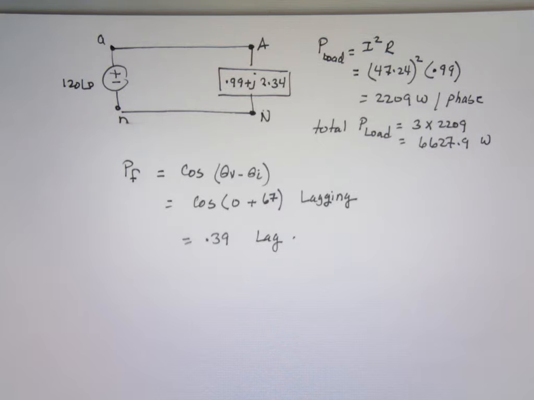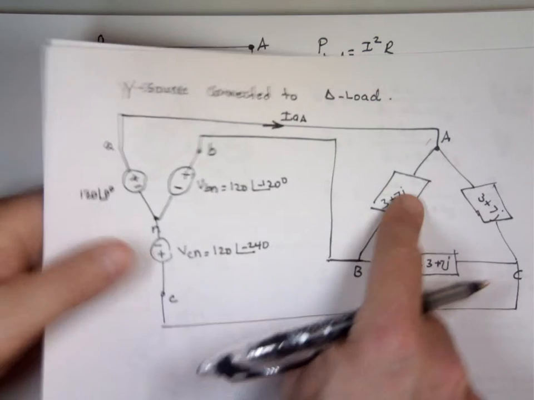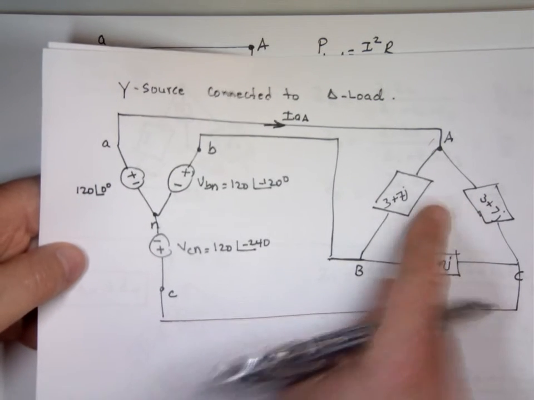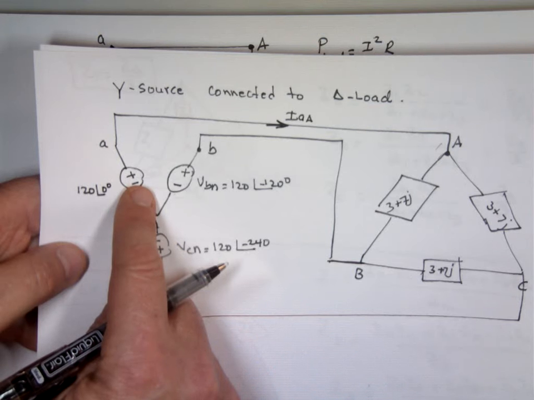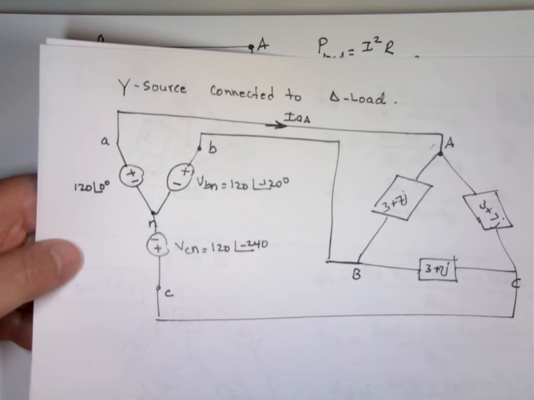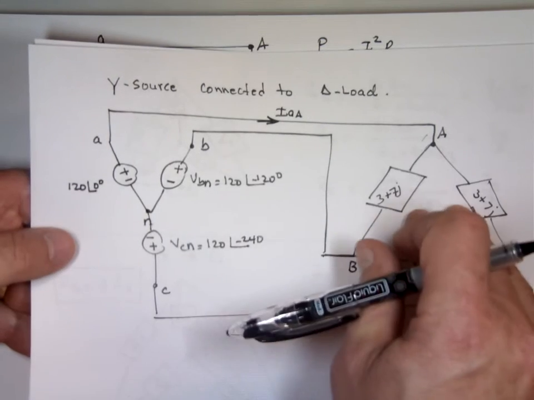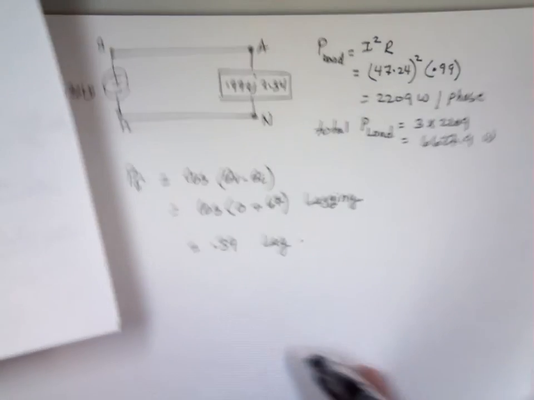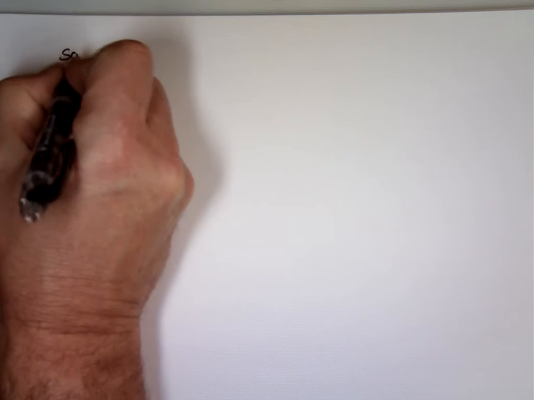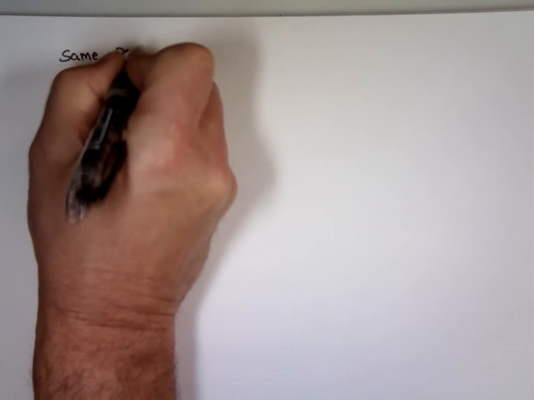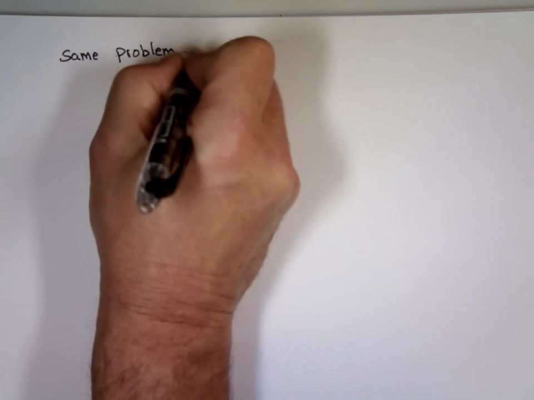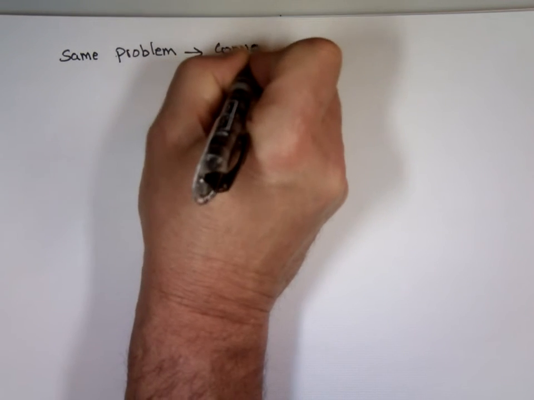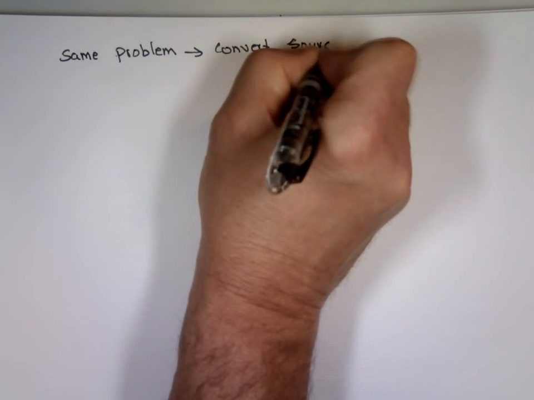Now, I could have done the problem a bit differently. Instead of converting this to Y, I could have converted the source to delta. That's another option. So here, the first option, I said, let me make this Y. Y to Y is much easier than delta to delta, but I'll do it the other way. So the same problem. But what I'm going to do here is convert the source to delta, not Y. It's already in Y.